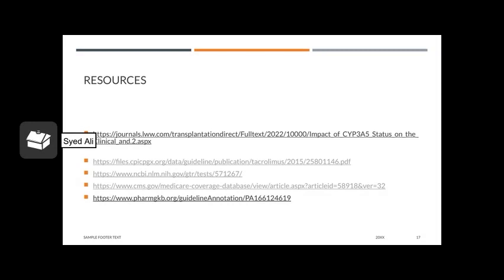Finally, here are the resources that were used in order to construct this presentation regarding tacrolimus and CYP3A5 metabolism when it comes to pharmacogenomic testing for patients.